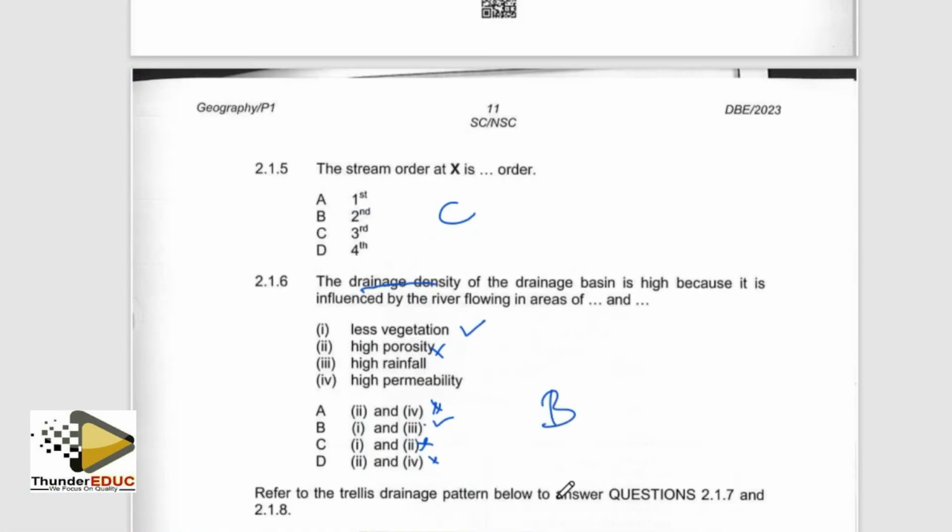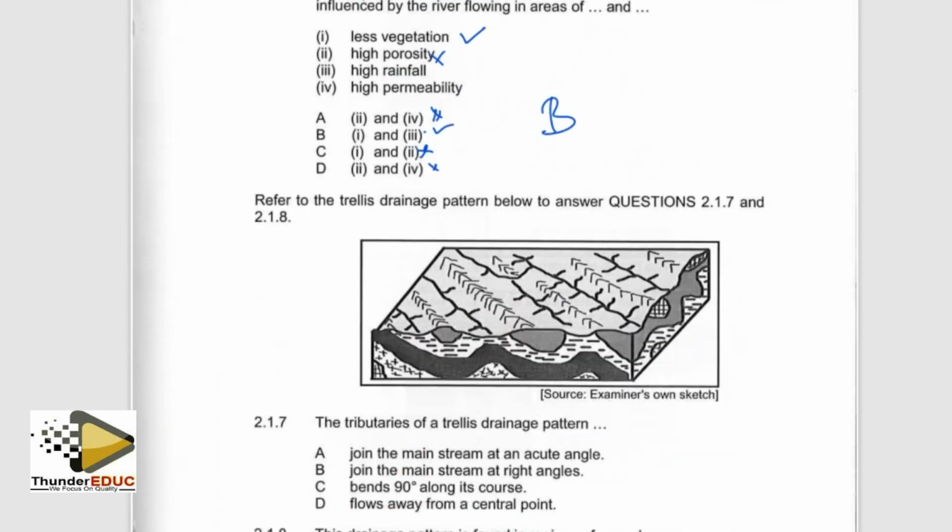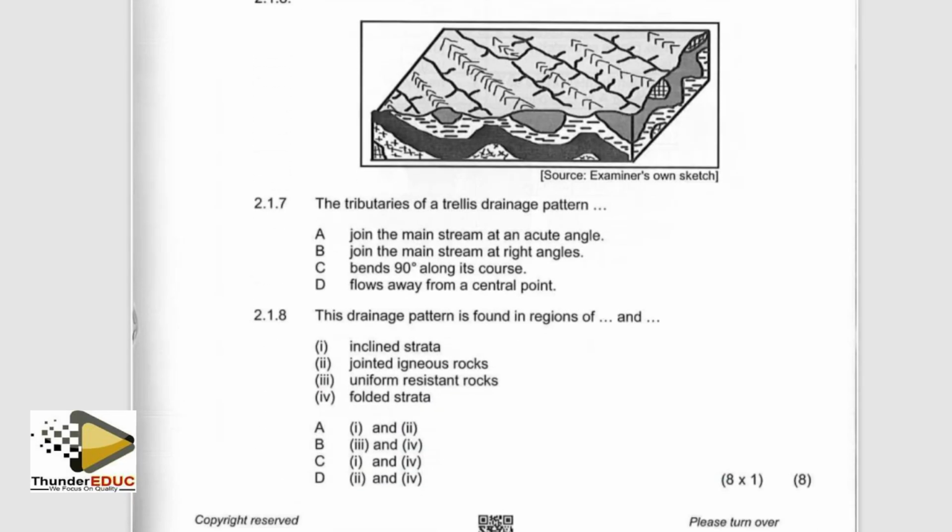Okay, so 2.1.6 is answered there. Then we go to this figure. We are going to use this figure to answer question 2.1.7 and 2.1.8. Here we have this figure, and you can see that there are short tributaries in this kind of folded mountain. You can see these folds. So these tributaries, and the folded mountain, obviously tell us that it is trellis.